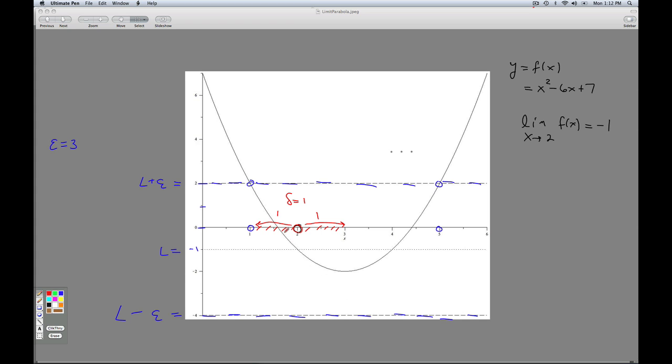You can also see from the picture pretty clearly that delta equals 1 is the biggest delta I could pick. If I said pick delta equals a half and only let myself roam a half a unit away from 2, then the parabola is still within these dotted lines. And in general, that's what's going to happen, folks. Whatever delta you come up with is usually the biggest delta. Any smaller delta you pick will also do the job. So that'll do it then for number 1.